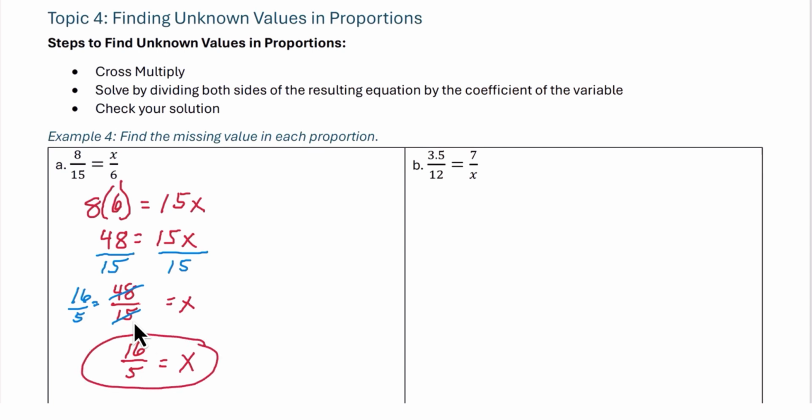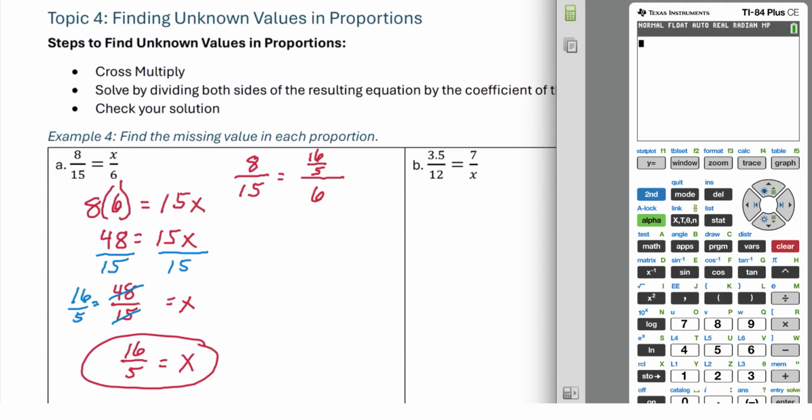To check this, we can cross multiply. Let's plug in what we think the answer is, 16 over 5. I'll use the calculator to quickly help us check this. Cross multiply. 8 times 6 is 48. Let's just double check that. We get 48. And now let's do 15 times 16 divided by 5. And we get 48. Since the cross product gives us the same answer, we know that this solution is true.